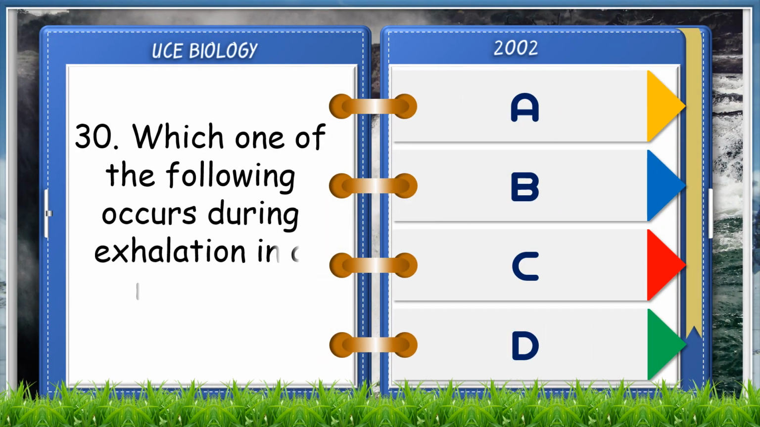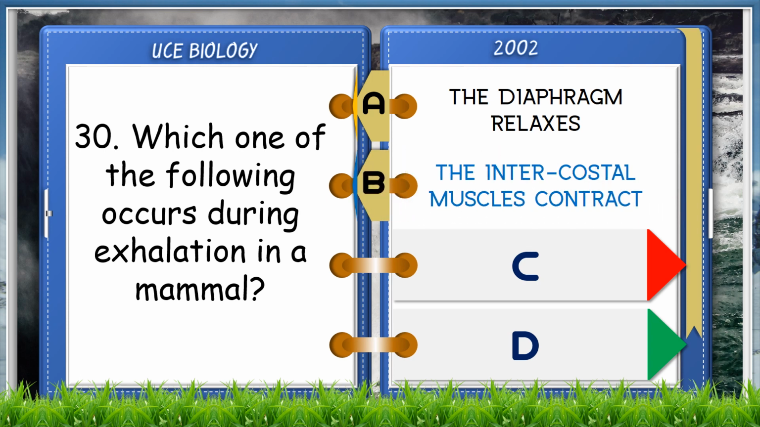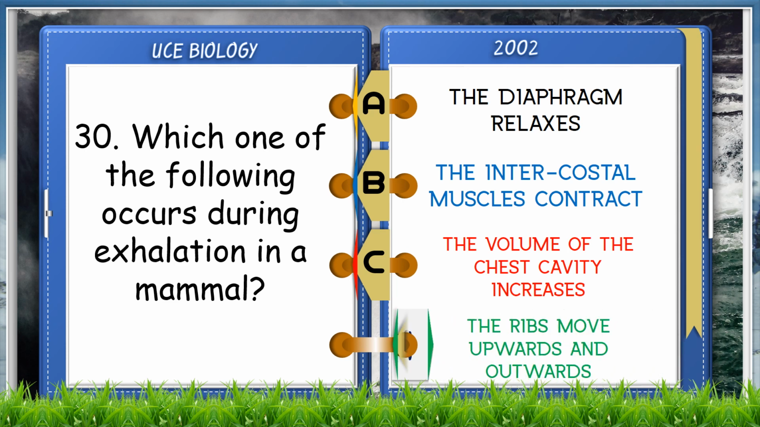Which one of the following occurs during exhalation in a mammal? A. The diaphragm relaxes. B. The intercostal muscles contract. C. The volume of the cavity increases. D. The ribs move upwards and outwards. The answer is A. The diaphragm relaxes.